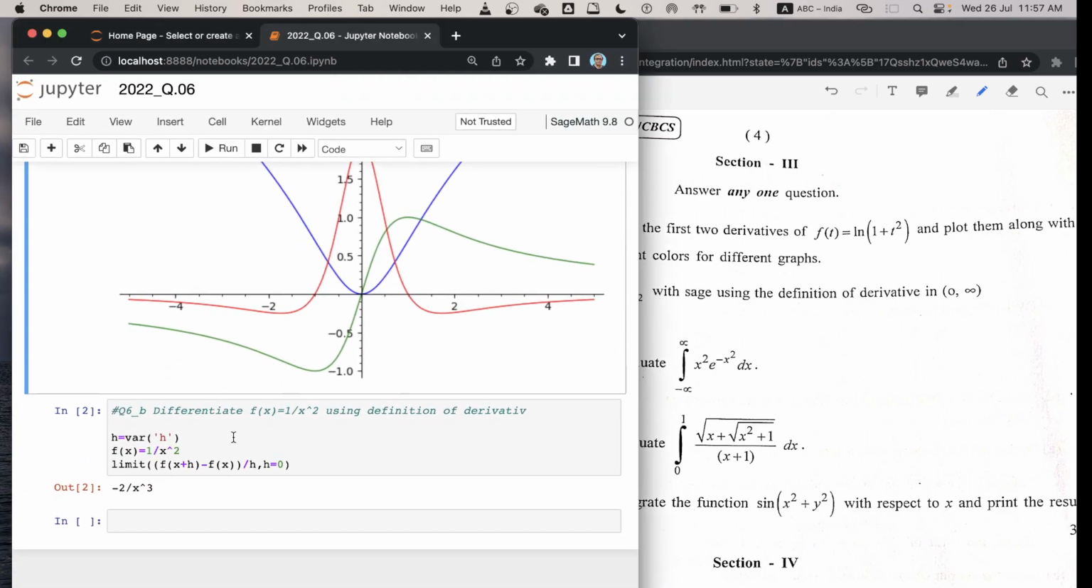Here h is the variable, within single quotes 'h'. f(x) is the function 1 by x square, and limit((f(x+h) - f(x)) / h, h = 0). This means limit h tends to 0 of (f(x+h) - f(x)) divided by h. Actually it is the definition of the derivative; this is the output, the derivative of the function 1 by x square.